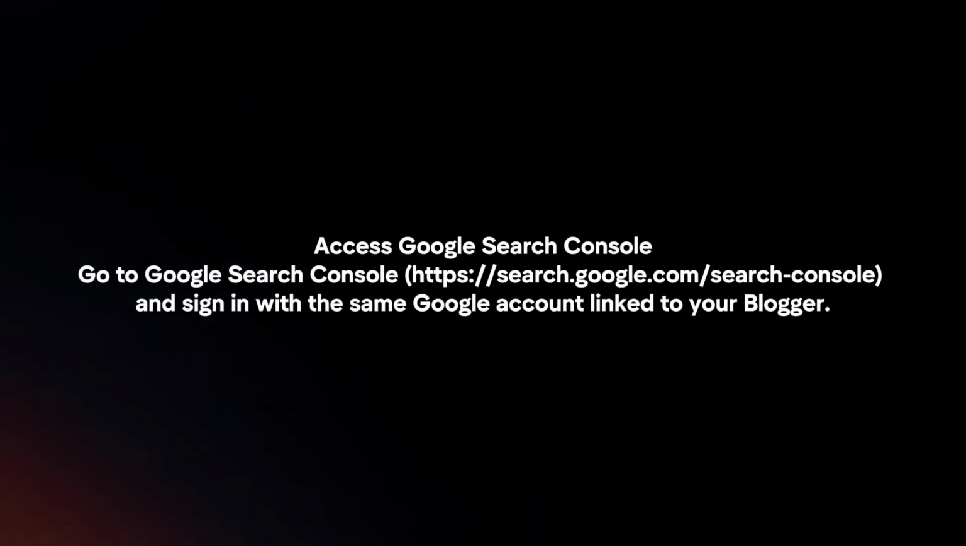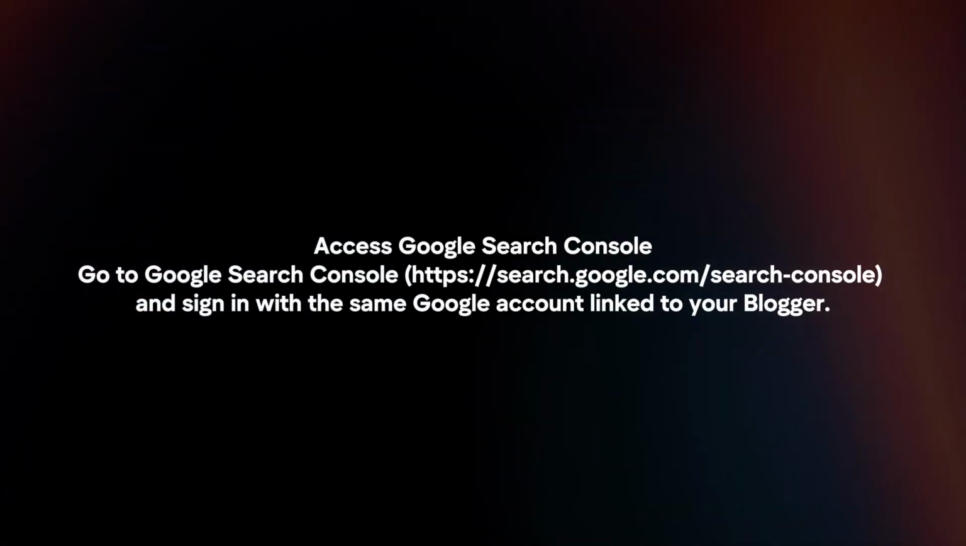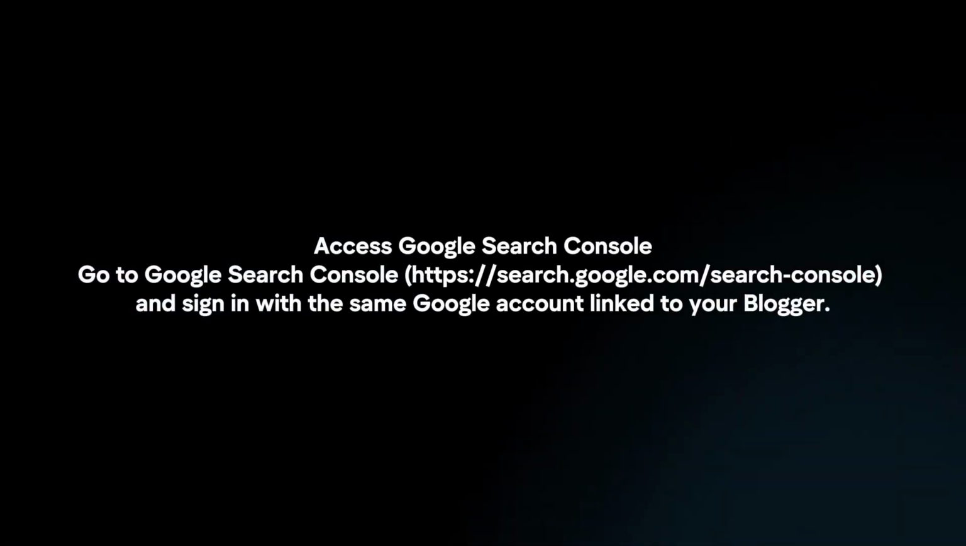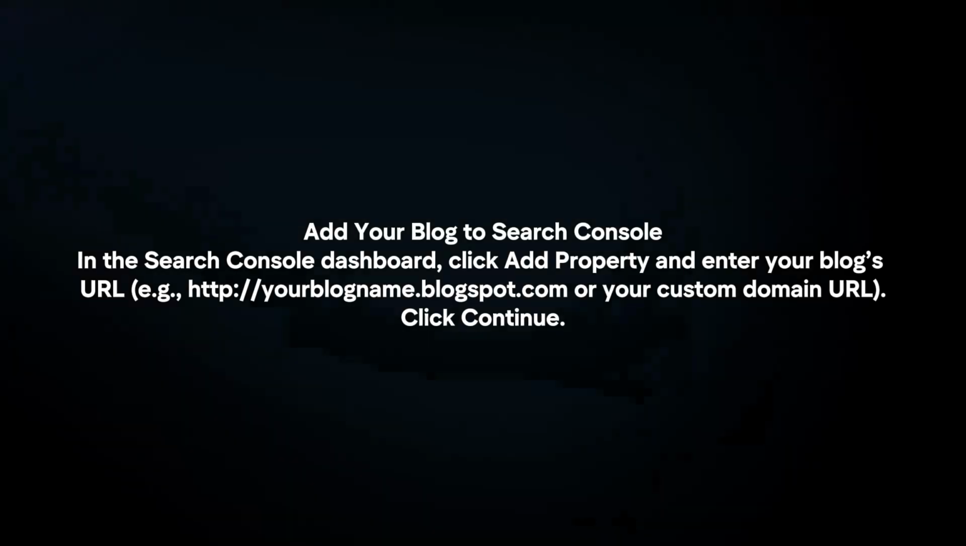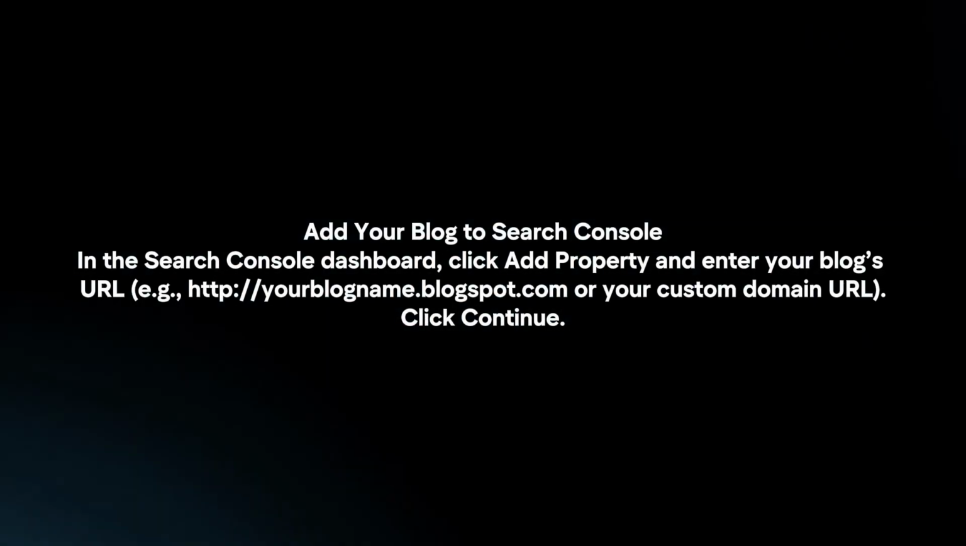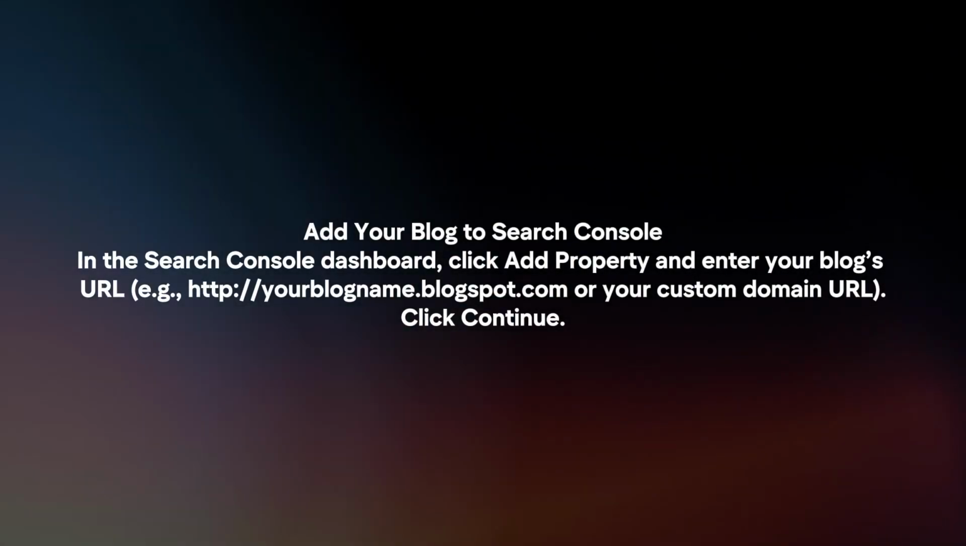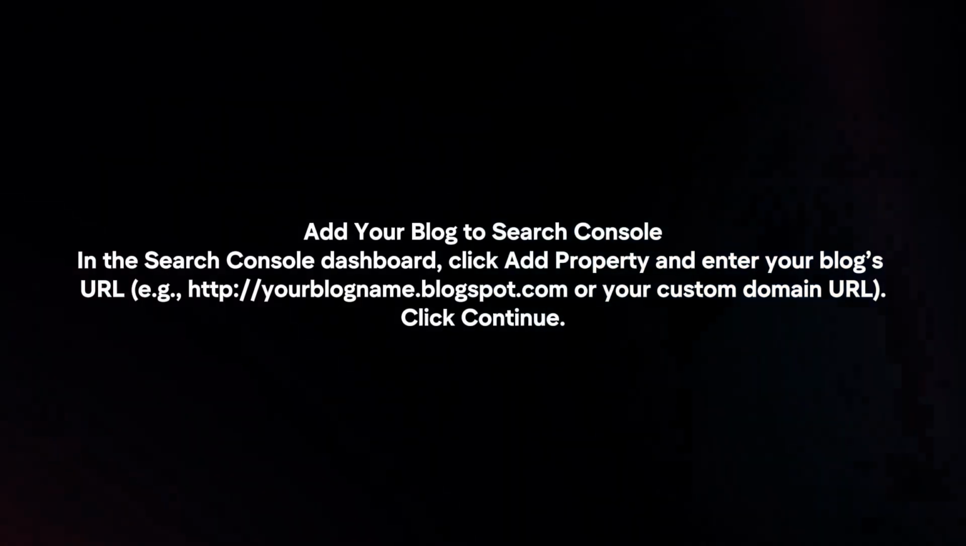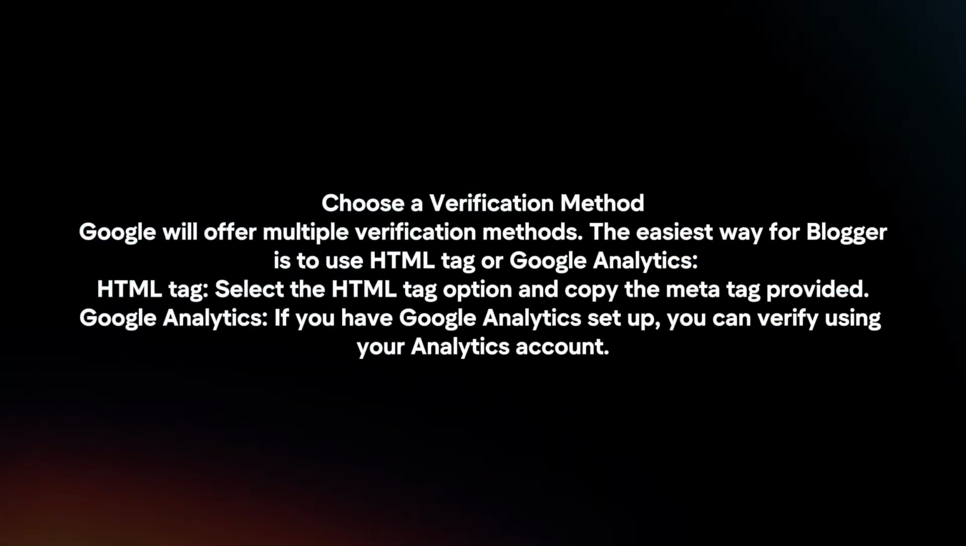Access Google Search Console. Go to Google Search Console and sign in with the same Google account linked to your Blogger. Add your blog to Search Console. In the Search Console dashboard, click Add Property and enter your blog's URL. Click Continue.